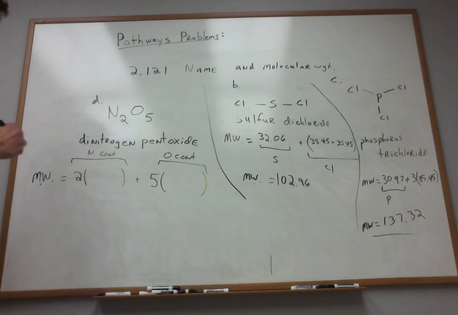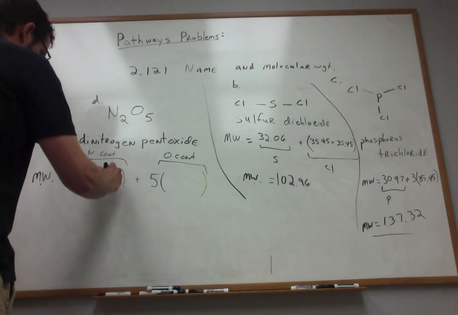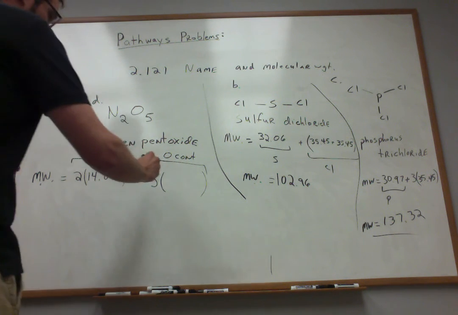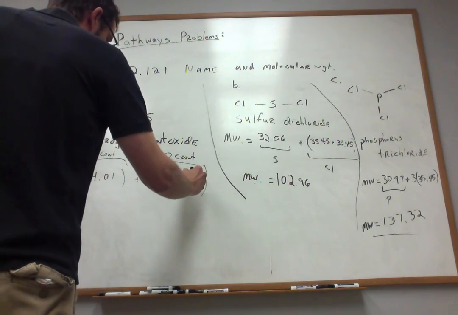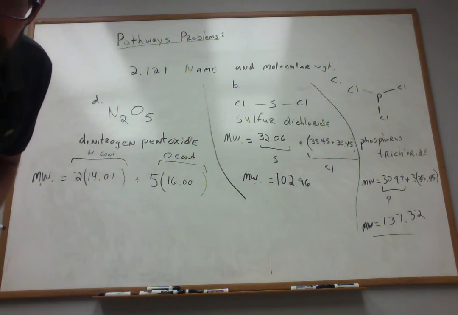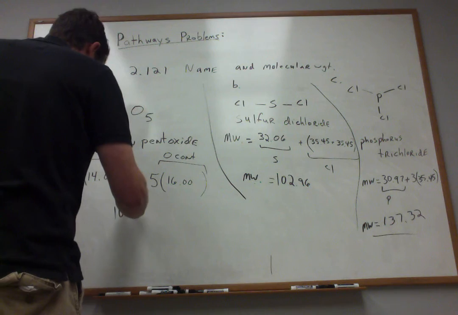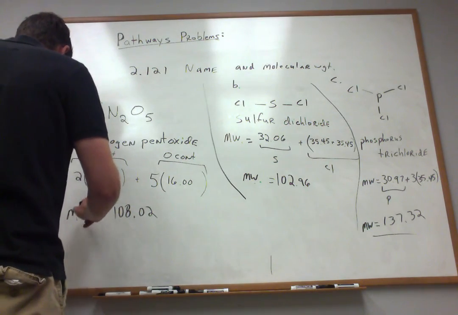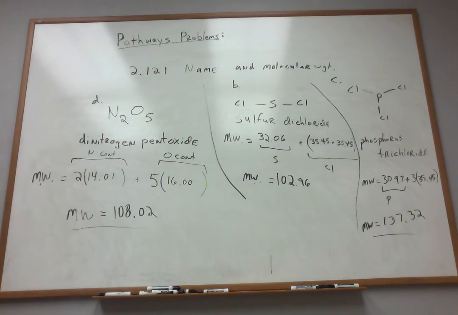So if I look at the box for nitrogen, I see that the atomic mass is 14.01. If I look at the box for oxygen, which is right next door, the book gives a value of 16.00 for oxygen's contribution. So if I sum these all together, I end up getting a molecular weight a little over 108, 108.02 for the dinitrogen pentoxide.